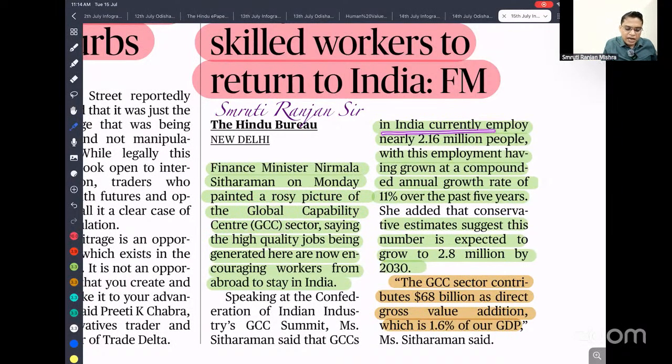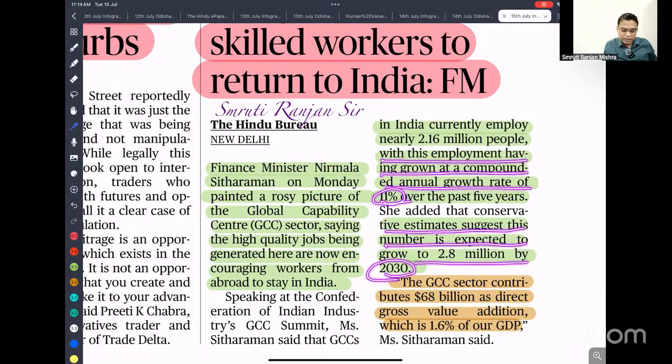India currently employs nearly 2.16 million people, with employment having grown at a compounded annual rate of 11% over the last 5 years. Estimates suggest that this number is expected to grow to 2.8 million by 2030. The GCC sector contributes 68 billion dollars in direct gross value addition, 1.6% of our GDP.